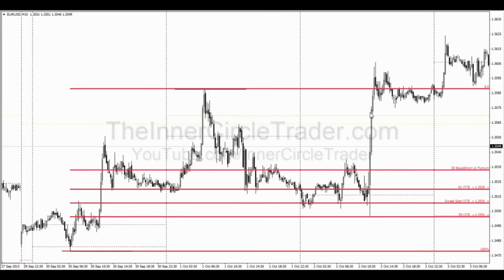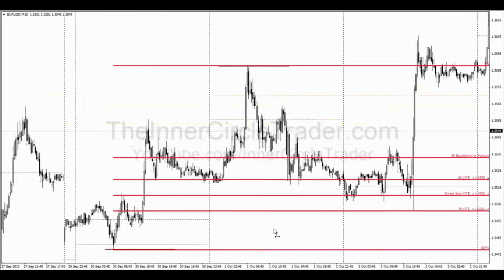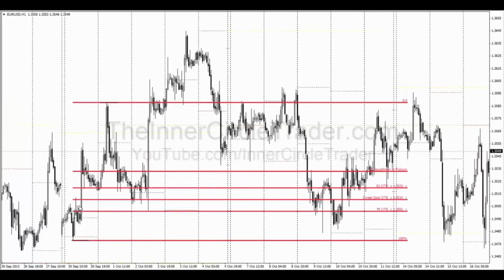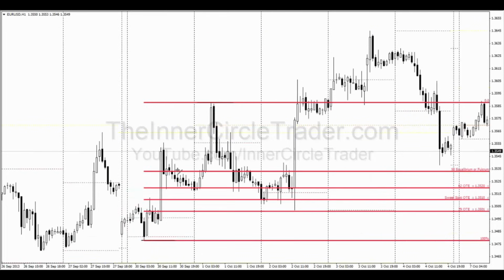Here's what we want to know. We want to know on the 2nd of October, when price was dropping down, was there something over here that it was trying to fulfill? Well, if we go out to an hourly chart, here is the bearish candle prior to the bullish move up. Let's zoom in a little bit more. There you go, right there.